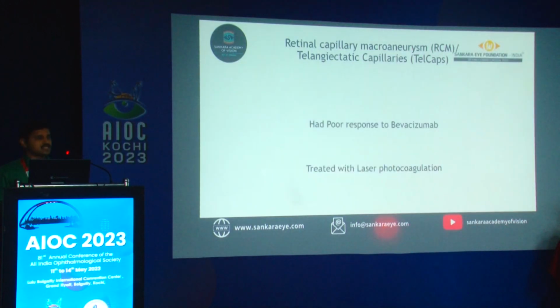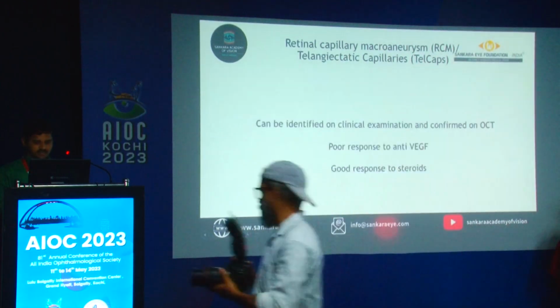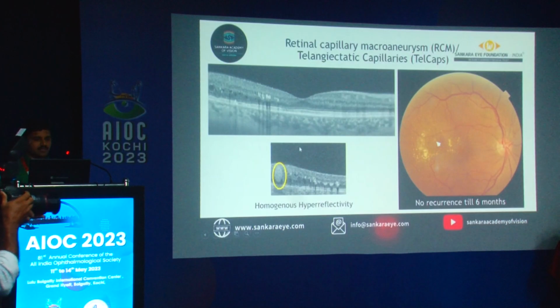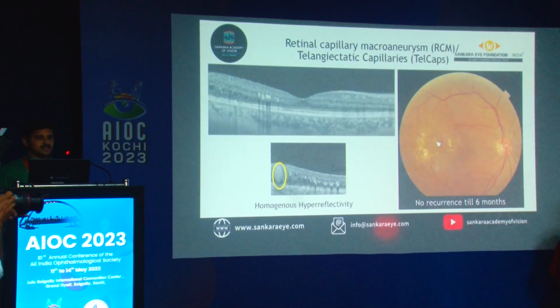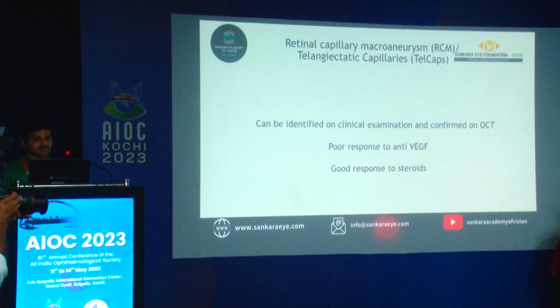In this case, the patient didn't respond well to bevacizumab. We gave bevacizumab 3 doses and he didn't respond well. Then we treated the lesion with laser photocoagulation, and we can see that there was a complete resolution of macular edema, and that entire area was replaced by homogeneous hyperreflectivity, with no recurrence till 6 months follow up. So what we need to know is that they can be identified on clinical examination and confirmed on OCT. They are biomarkers of poor response to anti-VEGF therapy, reasonably good response to steroids and very good response to laser.